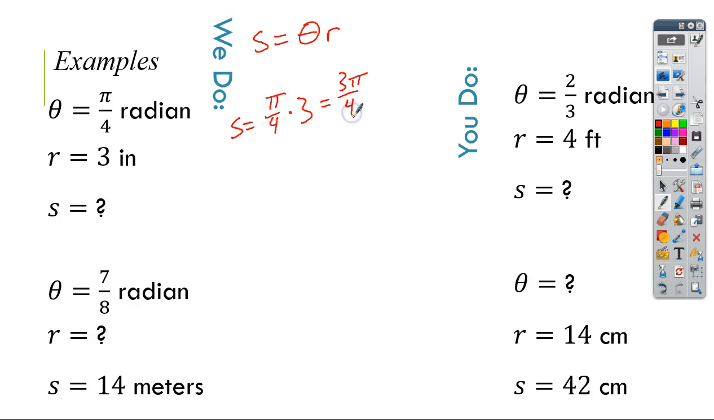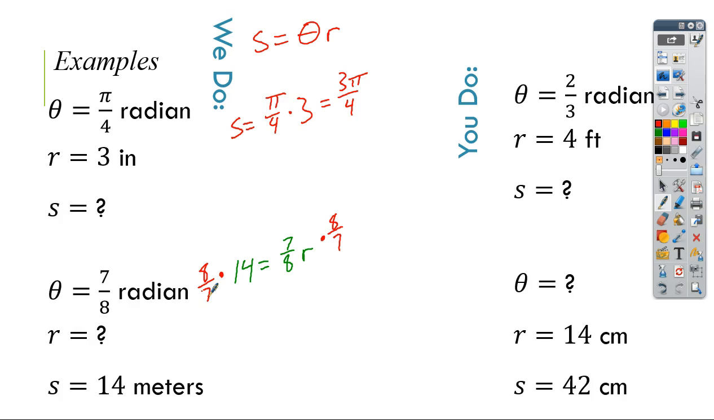That's pretty straightforward, right? What happens if, again, I bring up a third grade type problem? This one here, they don't give me the radius. So again, I just plug in what I know. 14 is equal to 7/8 of a radian times my radius, which I don't know. So how do I undo 7/8? Well, I multiply each side by 8 over 7.